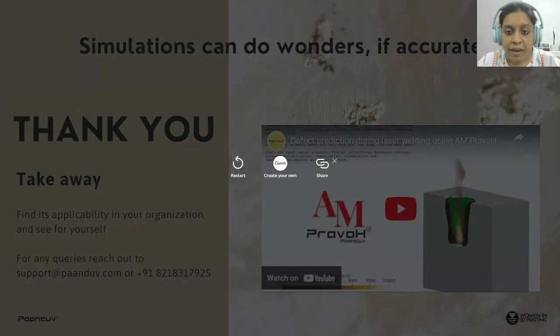With this, I have last words, which is that simulations can do wonders if they are accurate. So find its applicability in your organization if you are associated with any sort of additive manufacturing research, and you can see it for yourself, because your productivity will be improved, your cycle time will be improved.